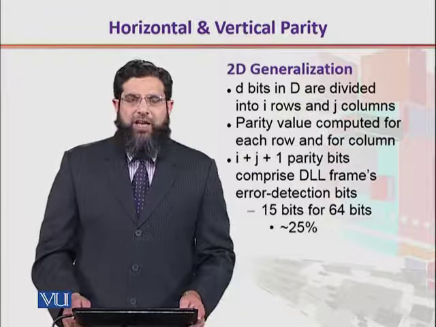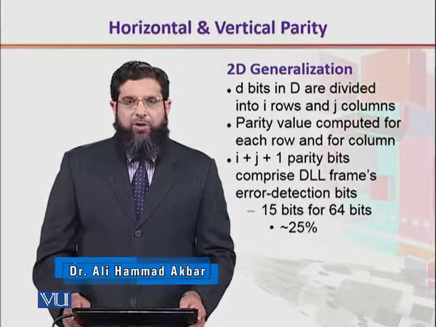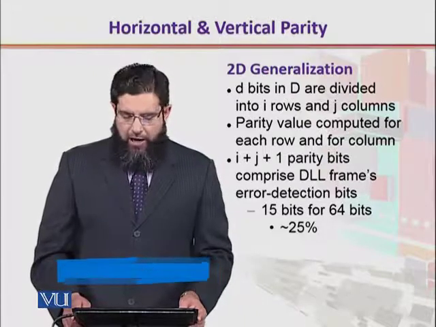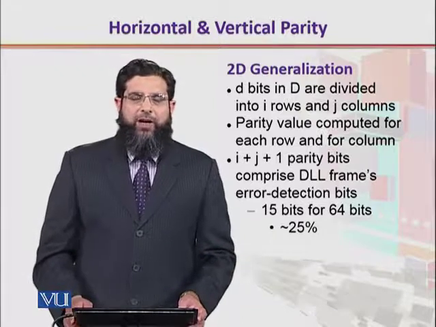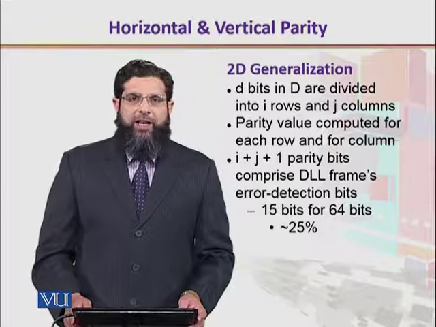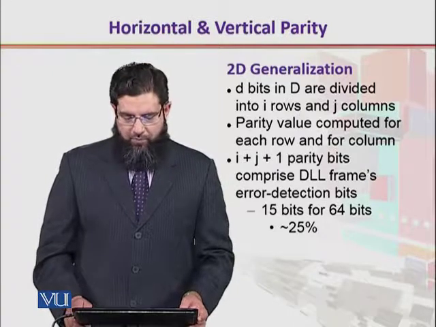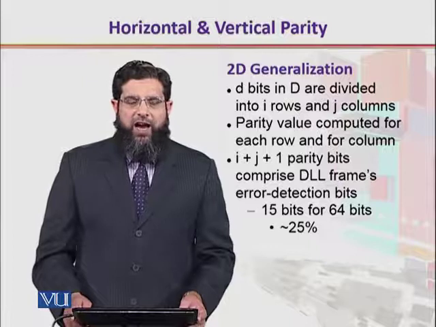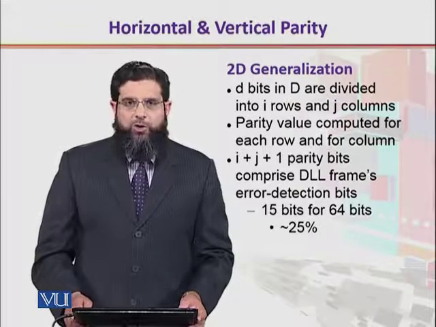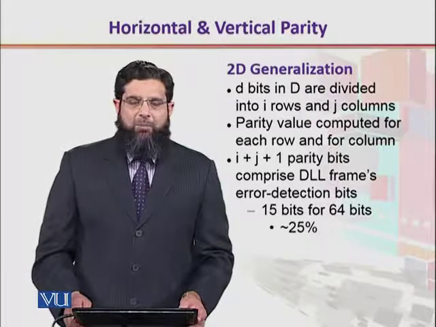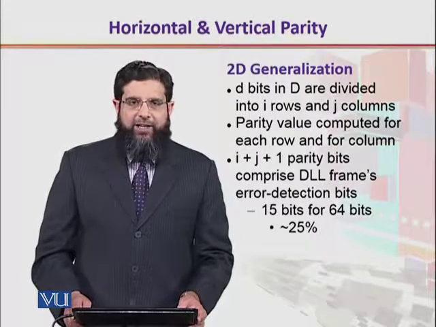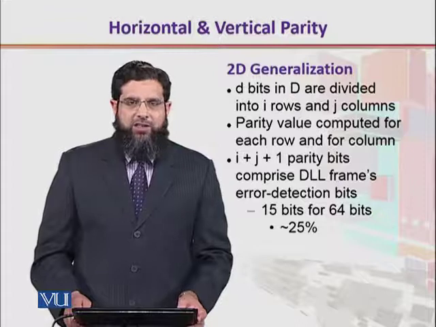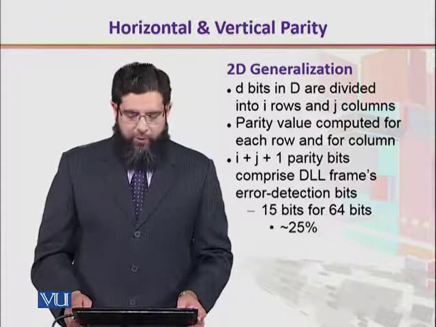Single bit parity scheme can be generalized into 2 dimensions. If we take data bits, let's say D data bits, and split them into I rows and J columns, we are actually looking at the same bit stream now in a planar way, in a 2-dimensional way. Now we perform the parity check at individual rows and individual columns. So what we are going to get is I plus J plus 1 parity bits. Now, if we are going to get these many parity bits, are we going to get some advantage also? We'll see that shortly.